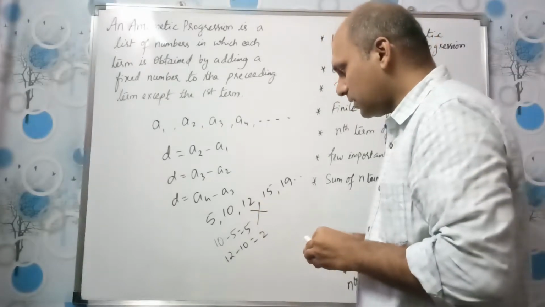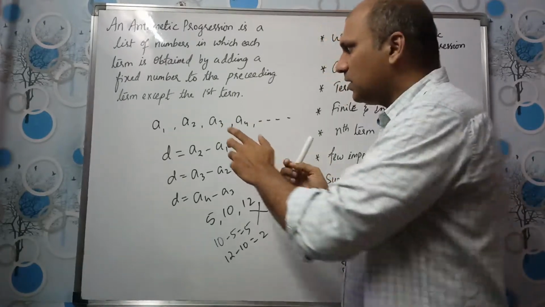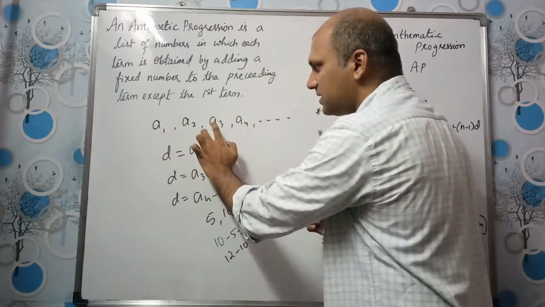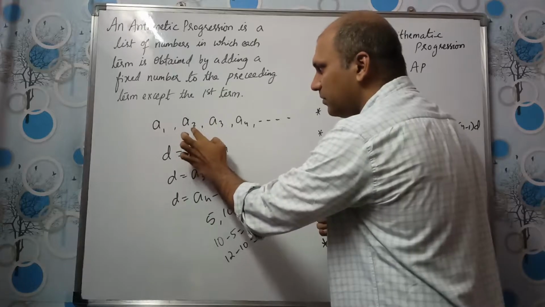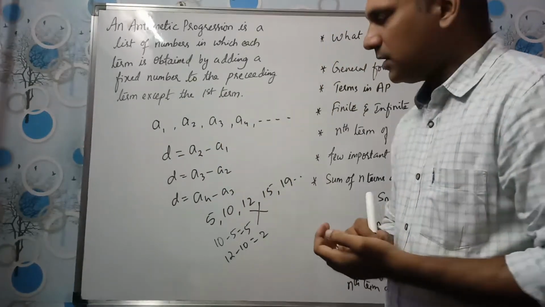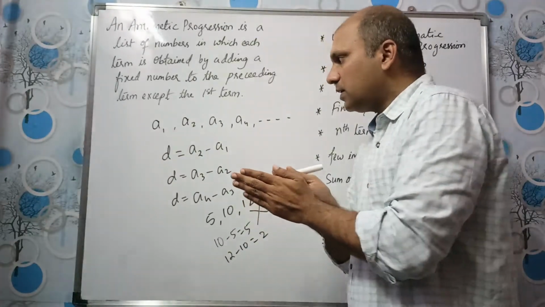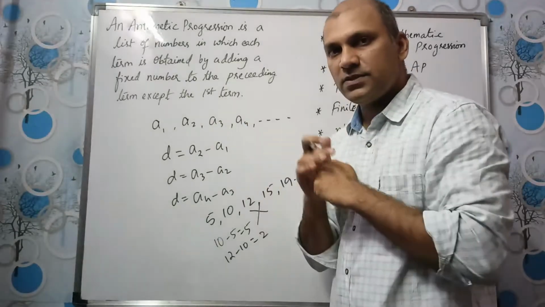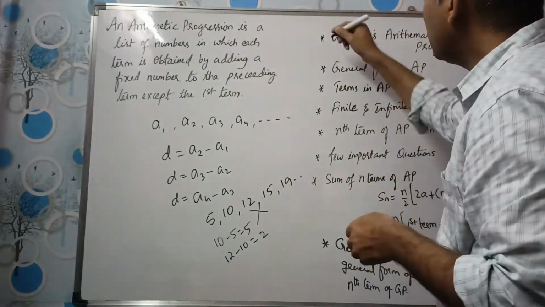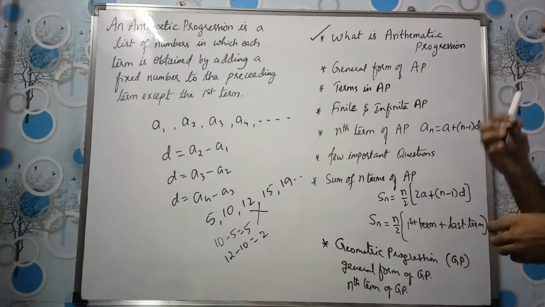I hope you understood how to find whether a given list of numbers is in AP or not. Find the differences: A2 minus A1, A3 minus A2, A4 minus A3, and A5 minus A4. If the difference is the same, if the difference is common, then the given list is in AP, otherwise it is not in AP. Now let us learn what is the general form of AP.